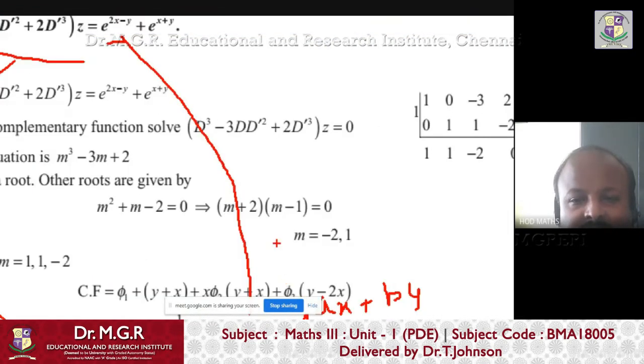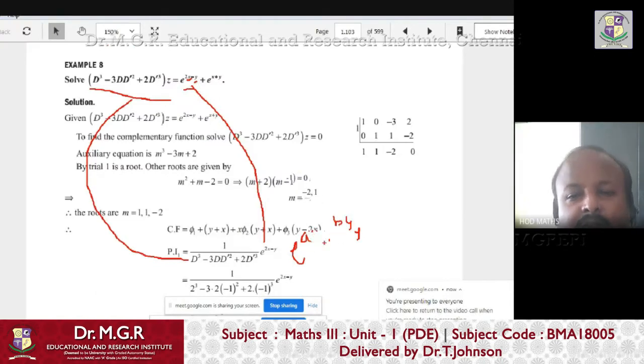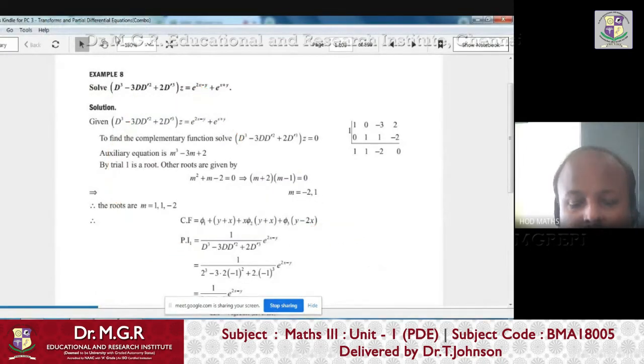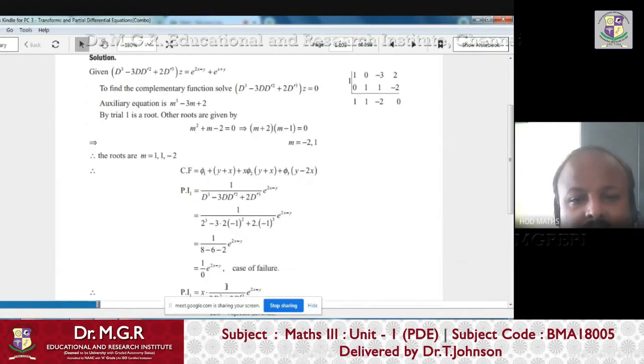Coefficient of x here is 2, and coefficient of y is minus 1. So by substituting D equals 2 and D dash equals minus 1, we will get some number in the denominator, and then that will be the answer. That is what we have seen in the last class.